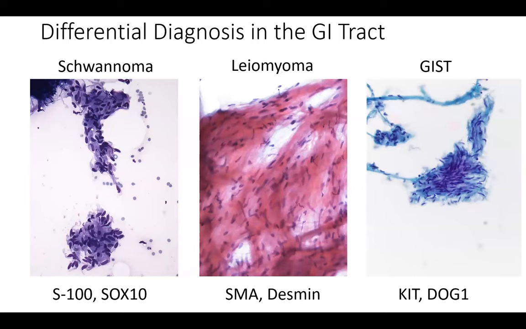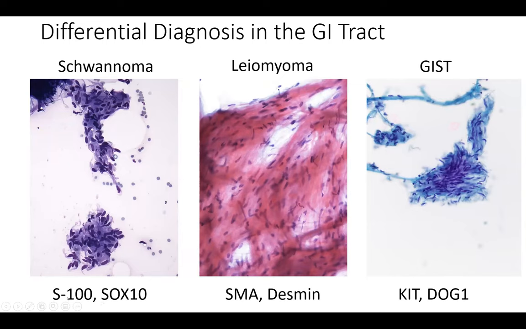And in the gastrointestinal tract, it's important to remember that schwannomas can be hard to distinguish from benign leiomyomas, as well as gastrointestinal stromal tumors. And in this differential, it's almost impossible to distinguish between these three on cytomorphologic features alone. So if your lab has these immunohistochemical stains available, this will help you distinguish between these three.